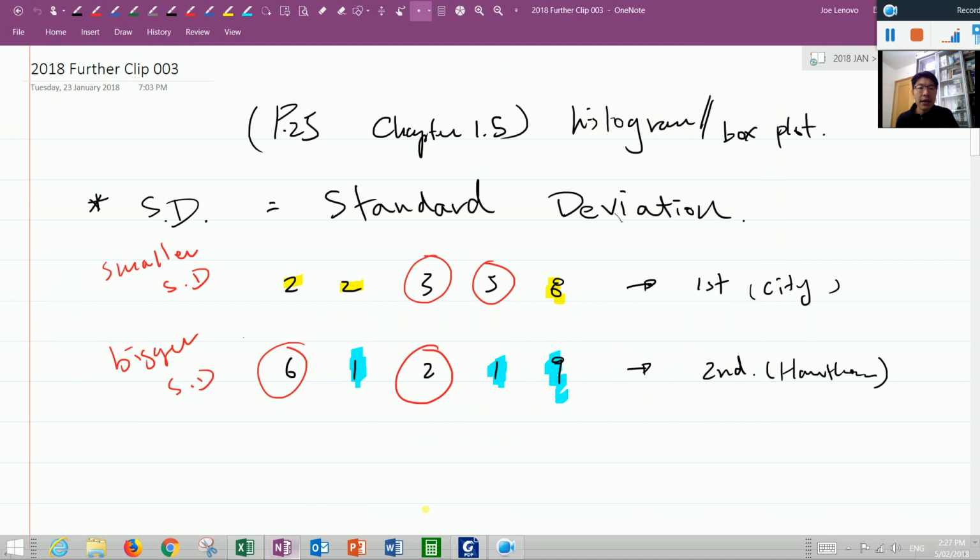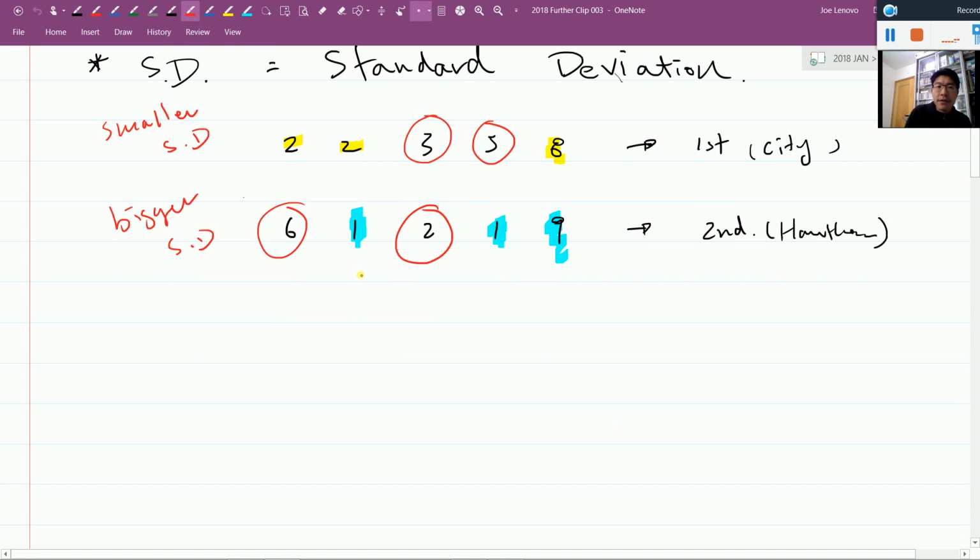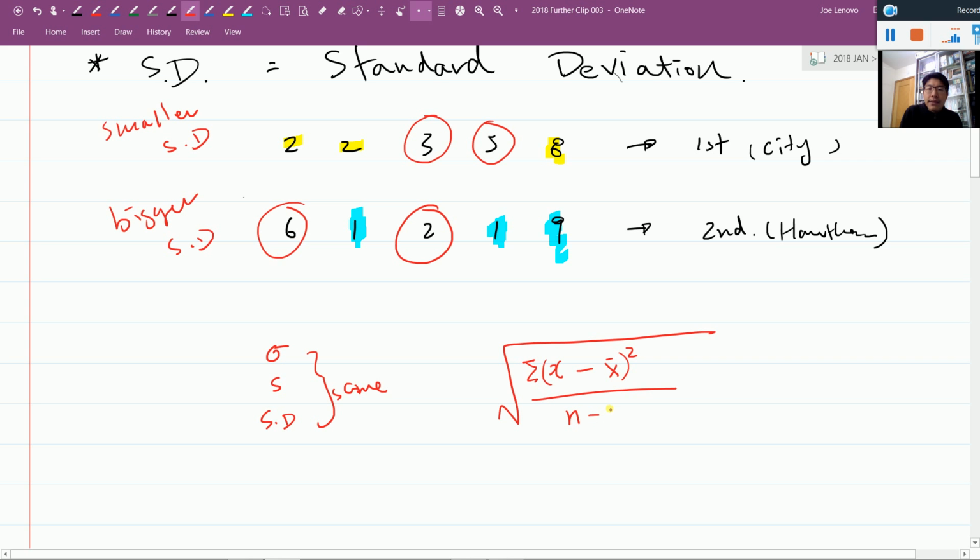So let's go back to here. What would be the standard deviation of the first set of data and the second set of data? The sigma of it. Or some people say S, or some people just write standard deviation. They are all exactly the same thing. Refer to the formula. The formula is the square root of the entries x, take away the mean, then you square it, over n minus 1.